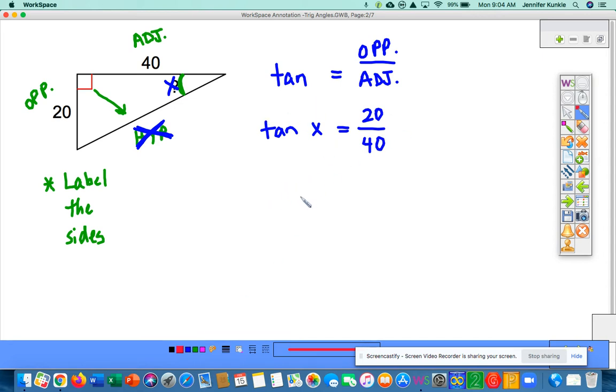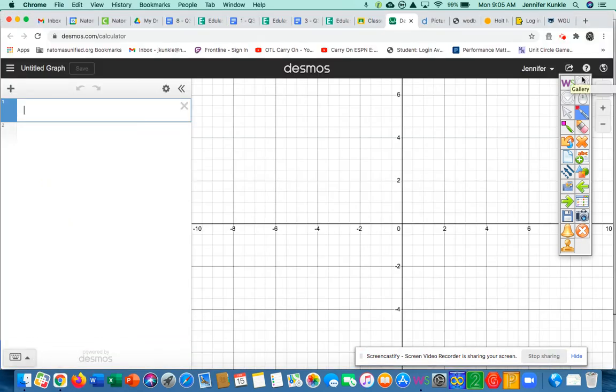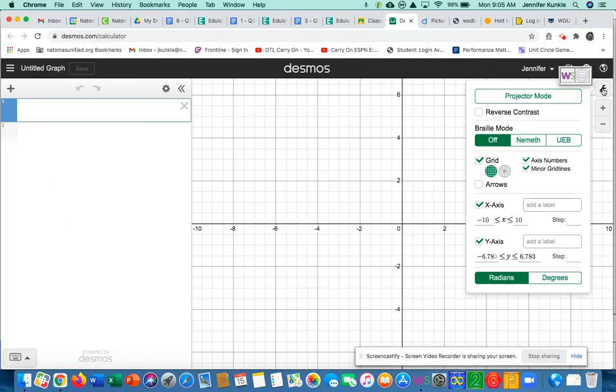So what we're going to be typing into Desmos is what's called the inverse tangent. And that's going to tell us what our angle is. So I'm going to go to Desmos. And the first thing I'm going to do is make sure I'm on degrees, which I'm not. So I'm going to switch that over.